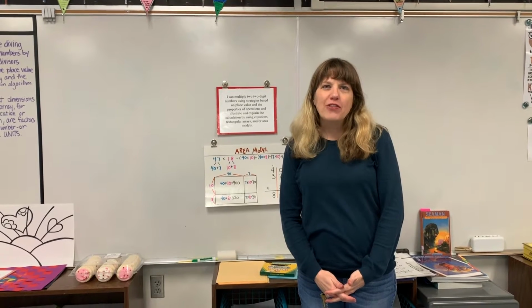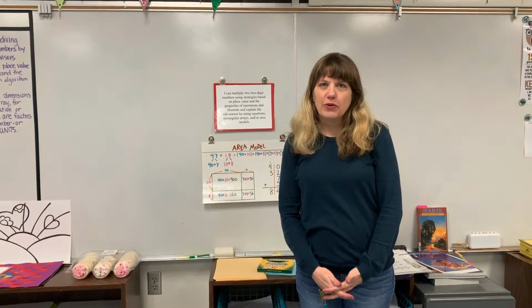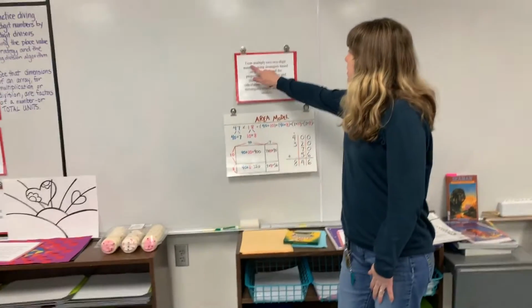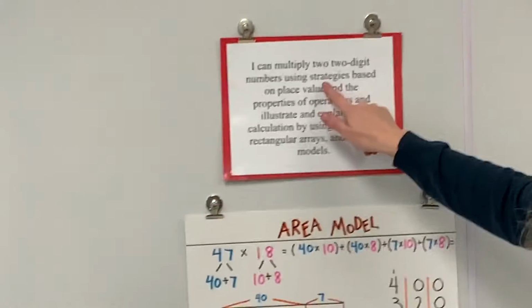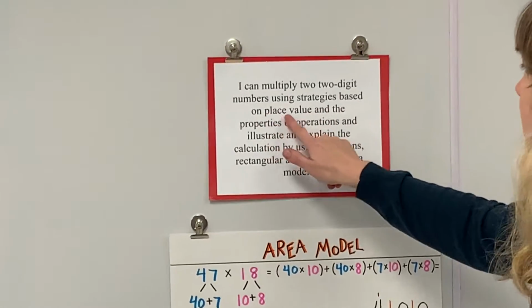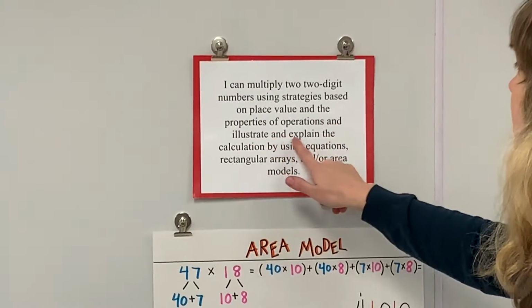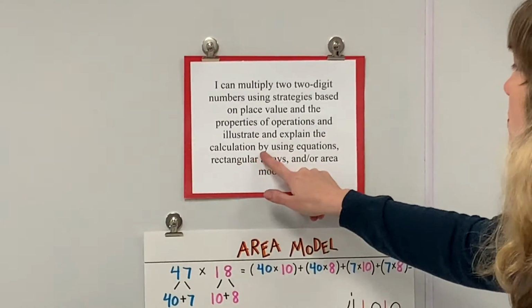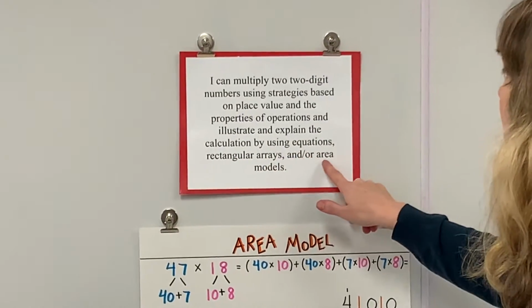I'm going to talk about another set of standards from the Common Core that we teach in the 4th grade. I can multiply two-digit numbers using strategies based on place value and properties of operations and illustrate and explain the calculation by using equations, rectangular arrays, and/or area models.